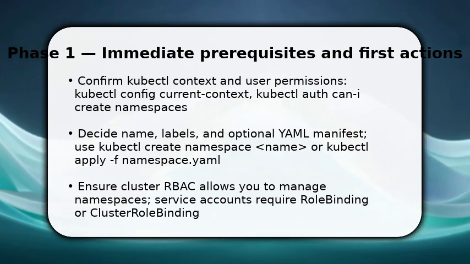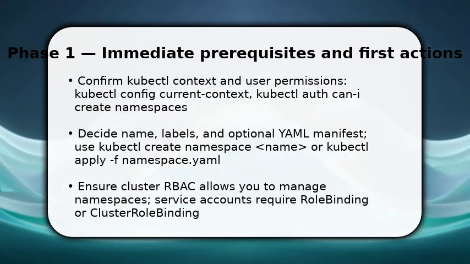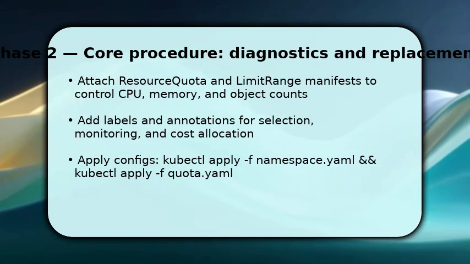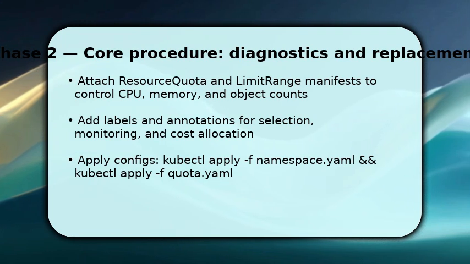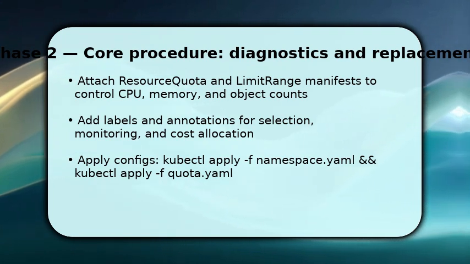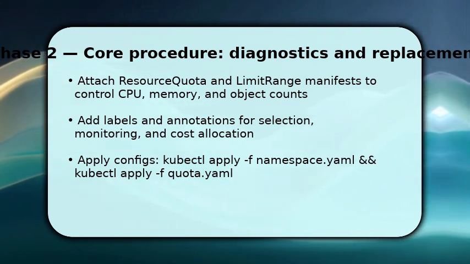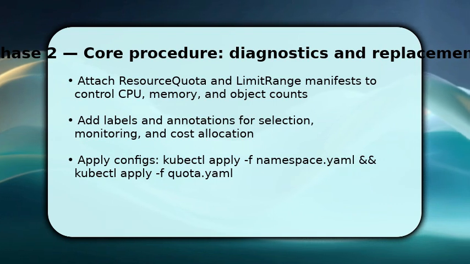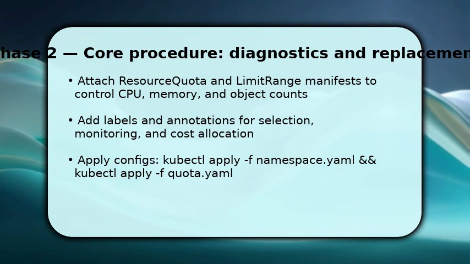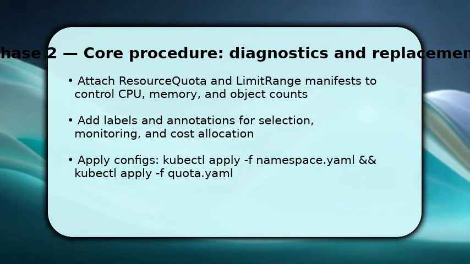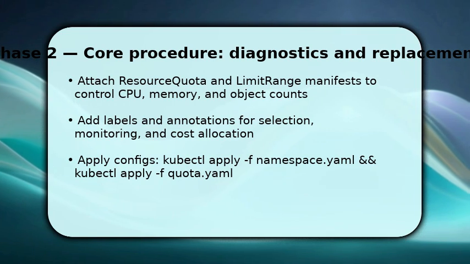Once the namespace exists, apply policies and defaults so workloads behave predictably. Add a limit range to set default CPU and memory requests and limits, and a resource quota to cap overall resource usage. This prevents noisy neighbors. Next, tag the namespace with labels and annotations used by monitoring, SCI, and cost tools. Then run kubectl apply for your manifests in sequence.